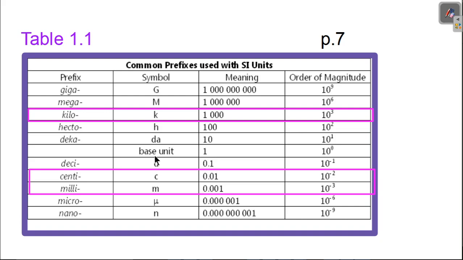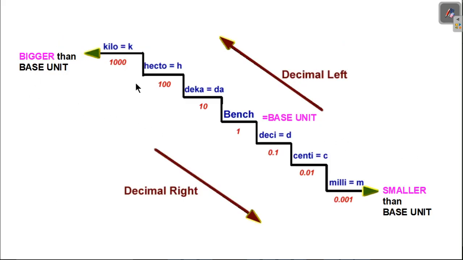There's lots and lots of prefixes in the metric system. You do not need to memorize them all. The ones I want you to memorize are here boxed in pink. So you need to know what kilo is, you need to know what centi is, and what milli is. And I'll go over these with a little step ladder, not this one, another one.